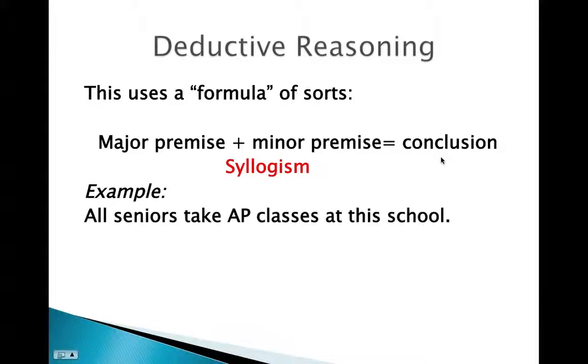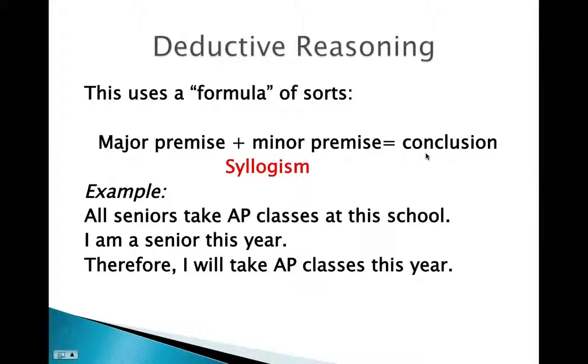Here's an example. All seniors take AP classes at this school. That's the major premise. I am a senior this year. That's the minor premise. So this is going to lead to a conclusion. You can probably guess what it's going to be because this is a rather simple syllogism. But, therefore, I will take AP classes this year. Okay, major premise, all seniors. Minor premise, I'm a senior. Conclusion, therefore, I will take AP classes this year.